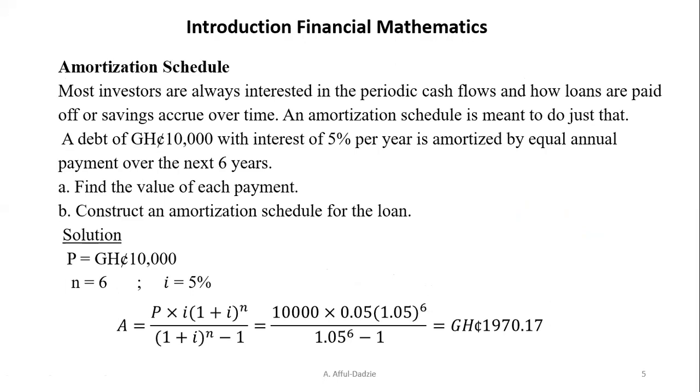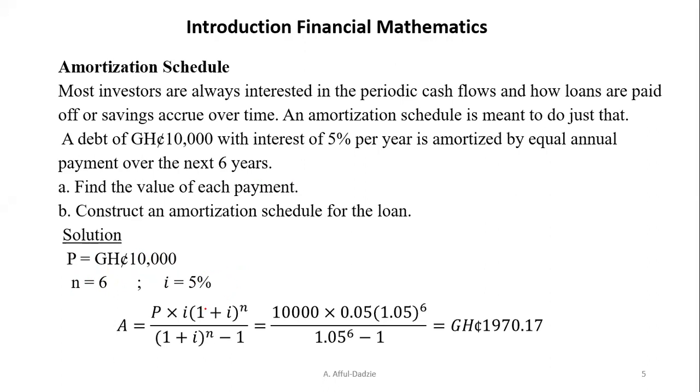So let's say a debt of 10,000, okay, with an interest of 5% per year is amortized by equal annual payments over the next 6 years. Find the value of each payment and construct an amortization schedule for the loan. Okay, construct an amortization schedule for the loan. So today we have a loan of 10,000 and N is 6, the number of years, I is 5%.